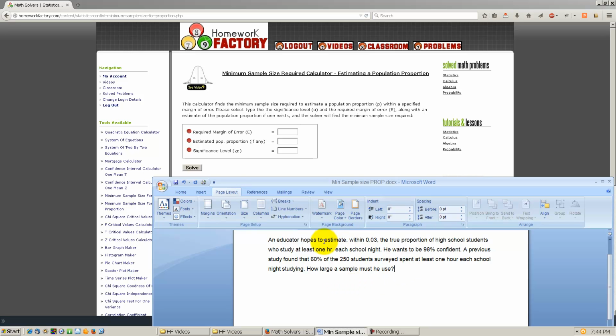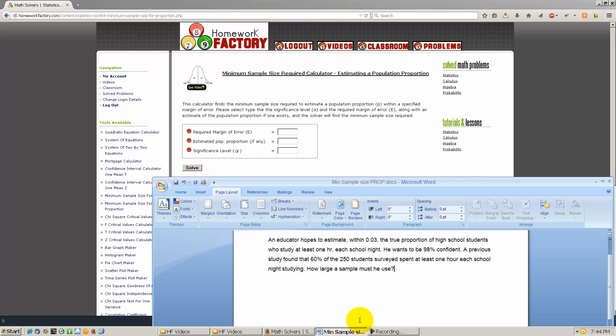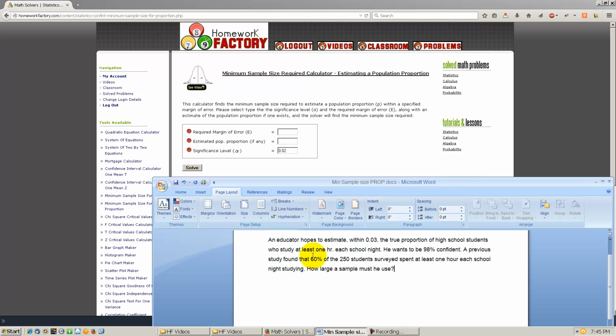Okay, so by quickly scanning the problem here, we can right away see what are the three things we have to put here in our boxes. For the significance level, we can see here that he wants to be 98% confident. So that means that the significance level is 2%. Or better said, we here write 0.02, which is 2%.